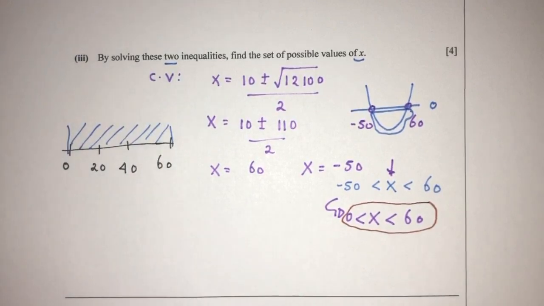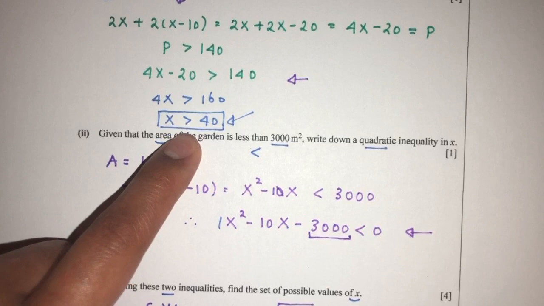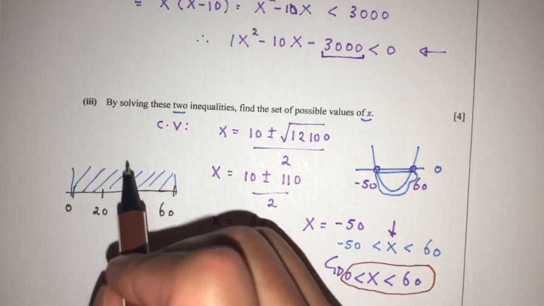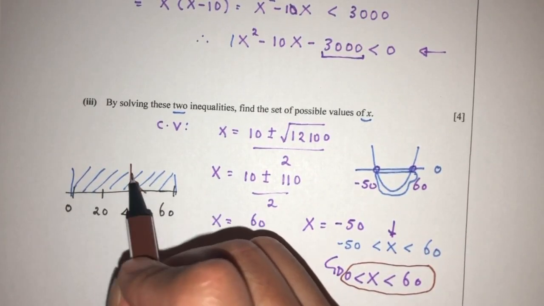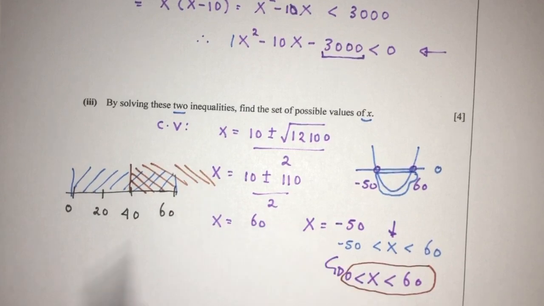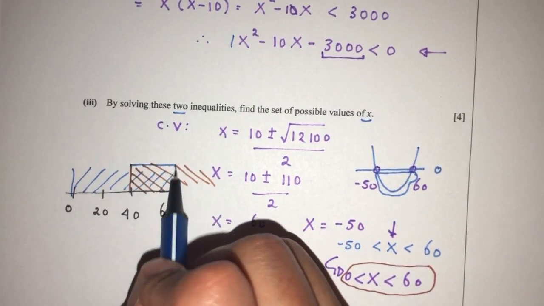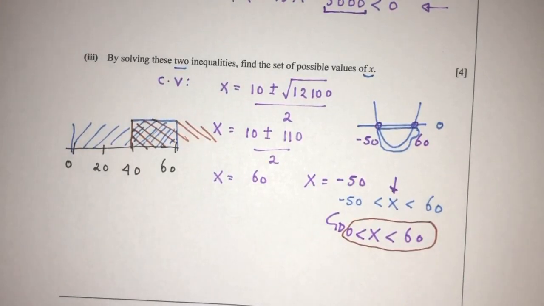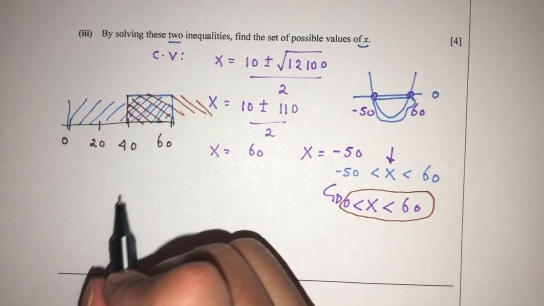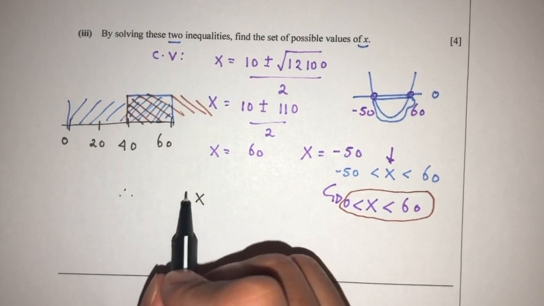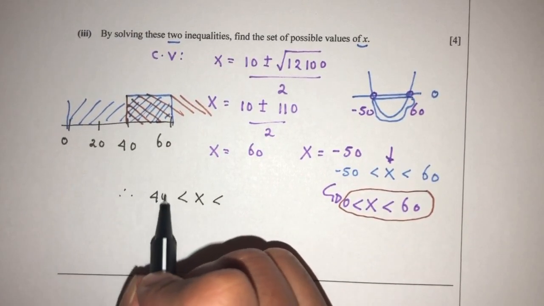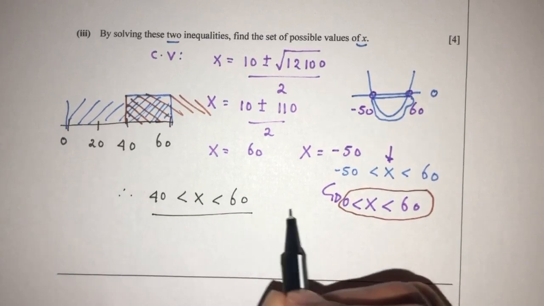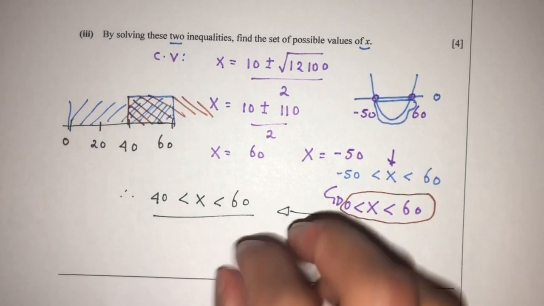Right. Now, for this one, it has to be more than 40. So more than 40 will be here, and then keep going on. Right? But now, as you can see, they only meet in this region, right here. This is where they meet. So this is the set of values of x for which they are satisfied. So let's write this down. X has to be between 40 and 60. Okay, and this is your answer for question number 6.